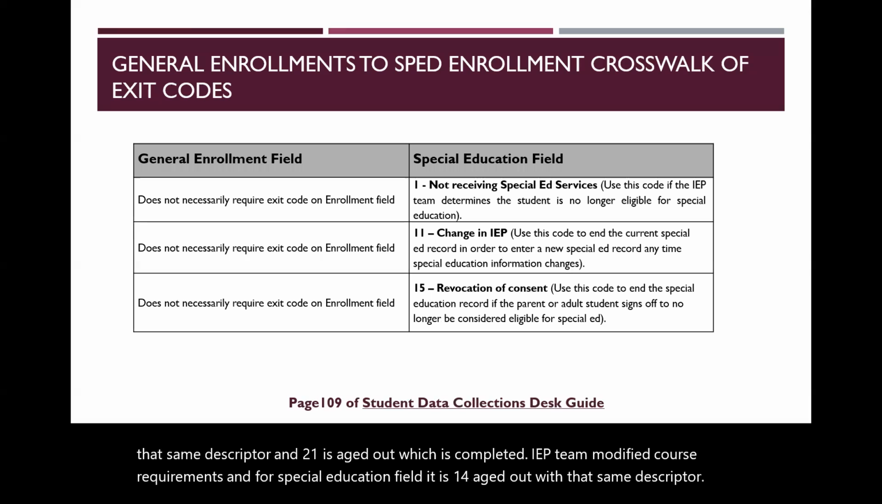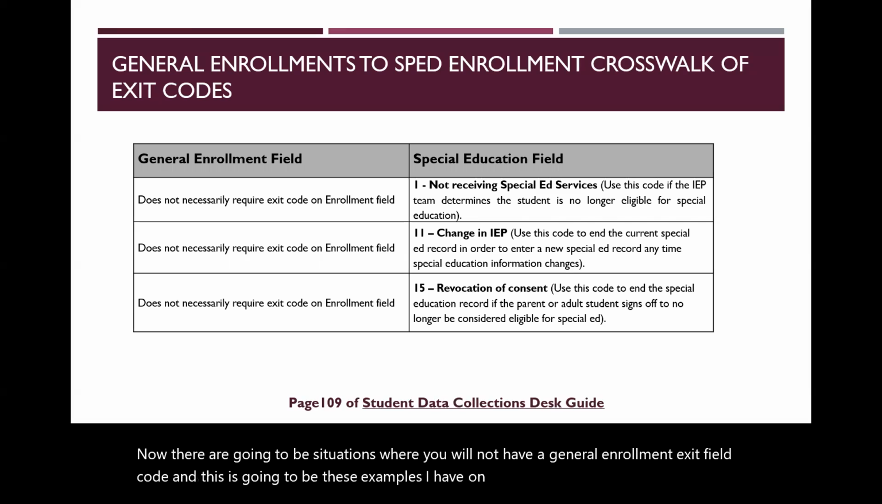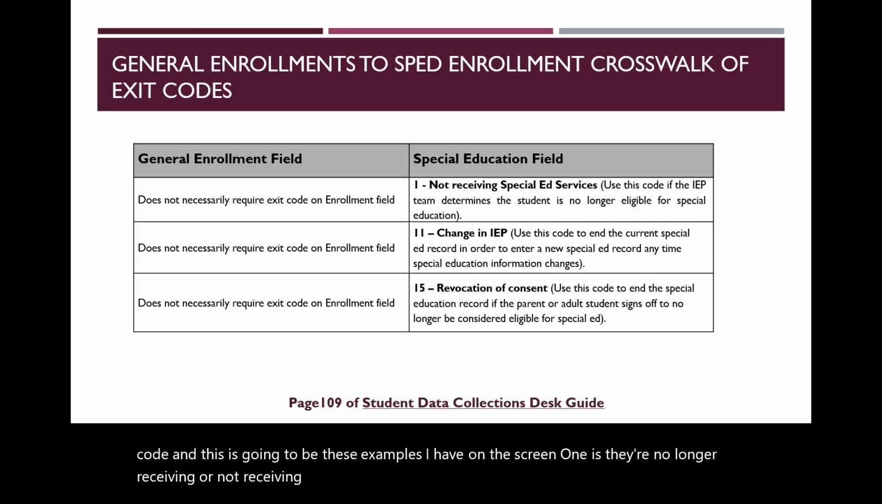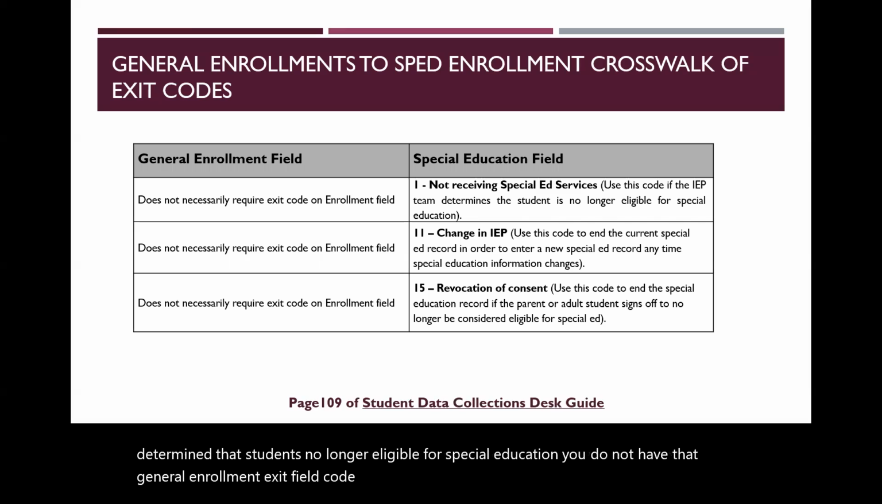Now, there are going to be situations where you will not have a general enrollment exit field code. And this is going to be these examples I have on the screen. One is they're no longer receiving or not receiving special education services. You're going to use this if that IEP team determined that student's no longer eligible for special education. You do not have that general enrollment exit field code because the student is continuing their education.